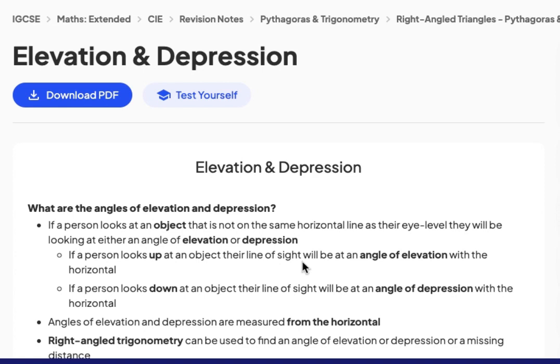The angle that you have when you look upward to look at something on the top of a mountain, or when you look at something in the balcony of a condominium. So these are called angle of elevation.